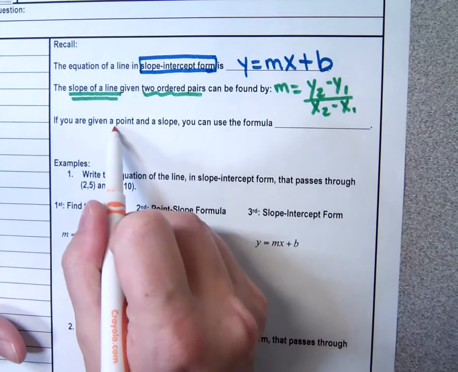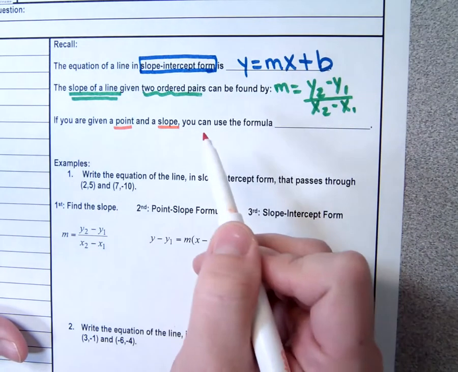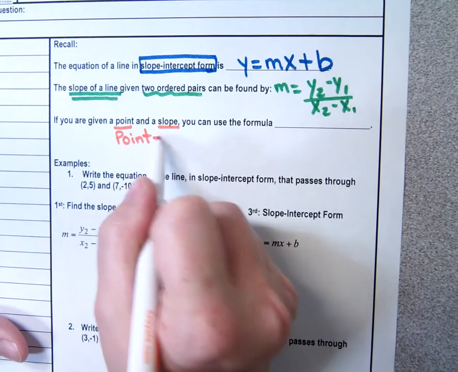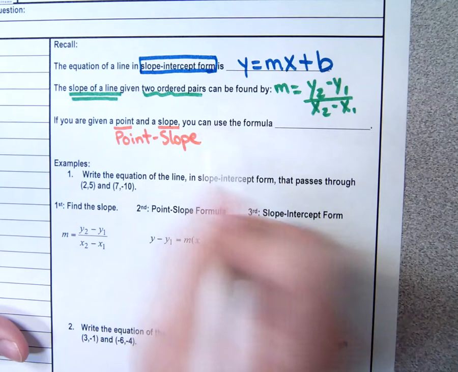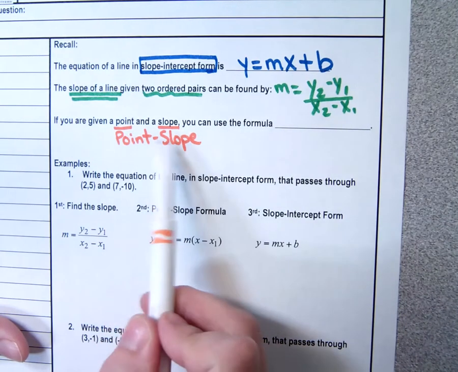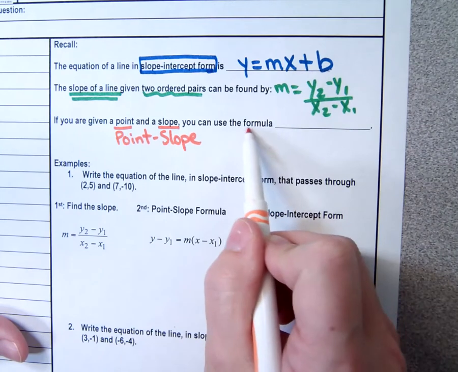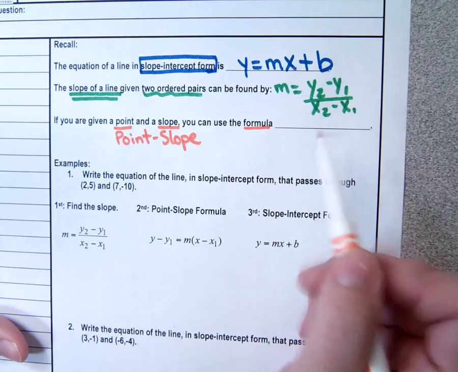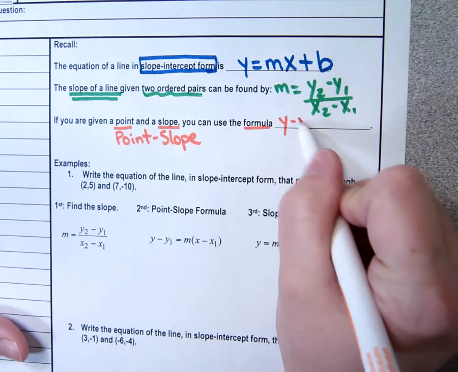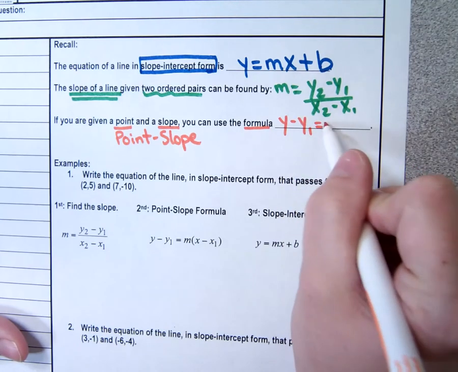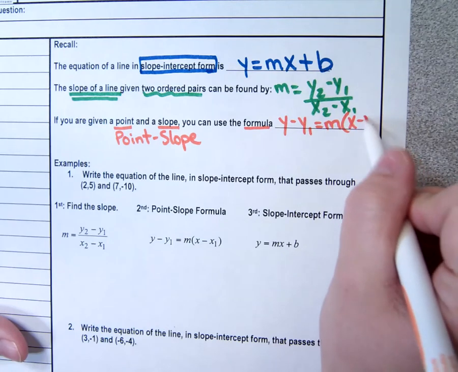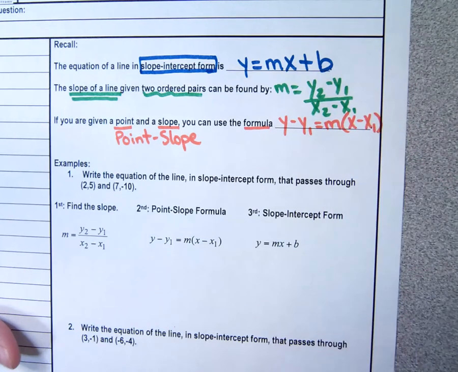Okay, if we are given a point and a slope, we want to use point-slope formula. So if you're ever given a point and a slope, we want to use point-slope formula. And do you remember what that formula looks like? Y minus y1 equals m times x minus x1. That's point-slope form.